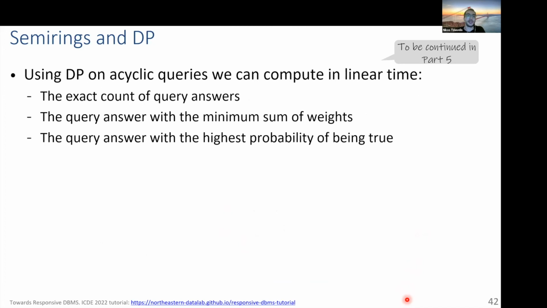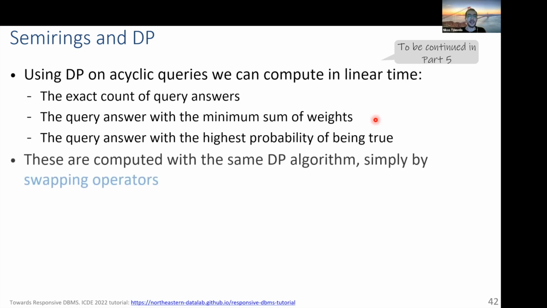Dynamic programming can help us compute in linear time for acyclic queries many different tasks. For example, the count of query answers, or what is the query answer with the minimum sum of weights, or what is the query answer with the highest probability of being true. And all of them are computed by the same algorithm. The only difference is that we have to swap operators. So the first one is computed with operators plus and times, the second one with min and plus, or max and times for the third one.